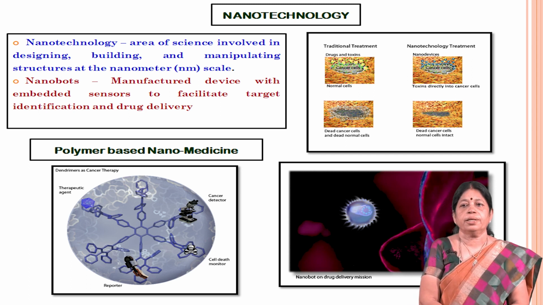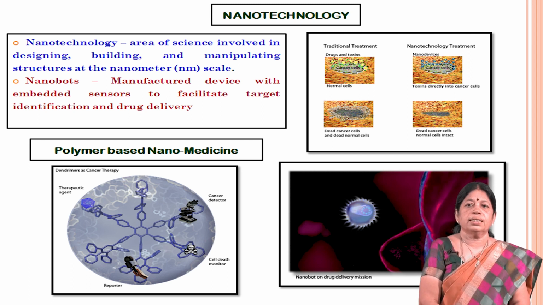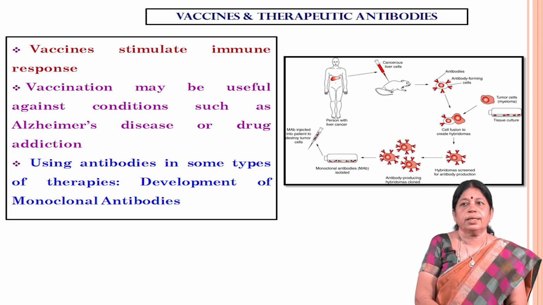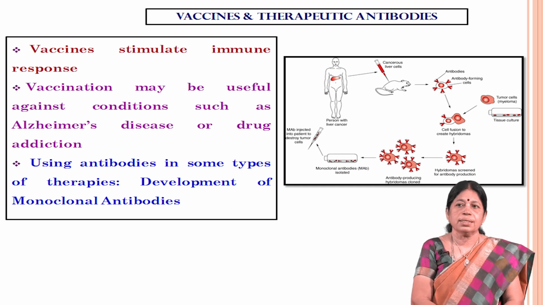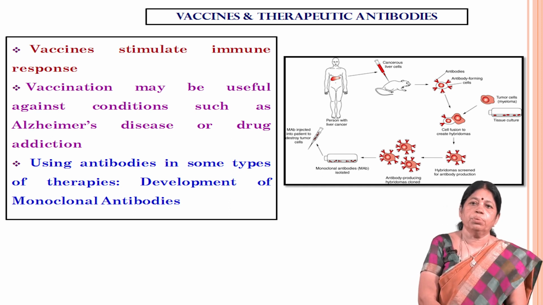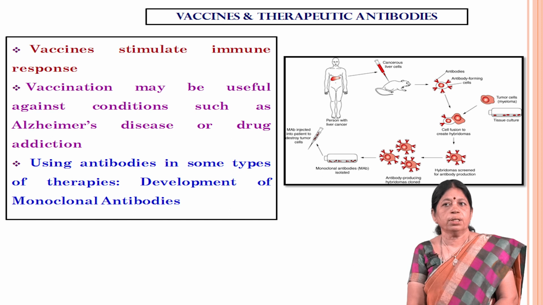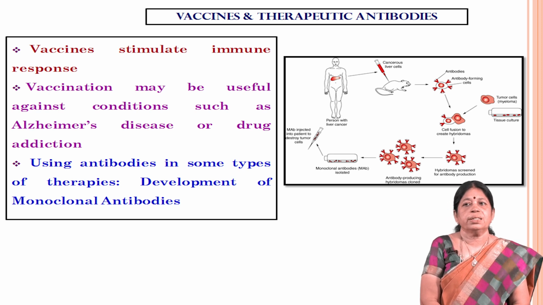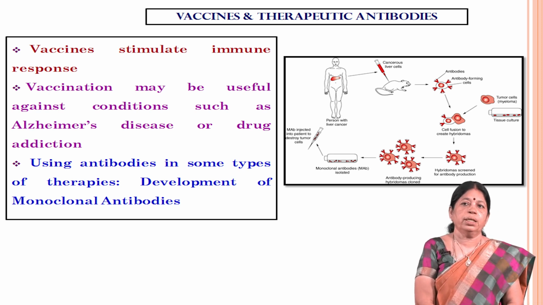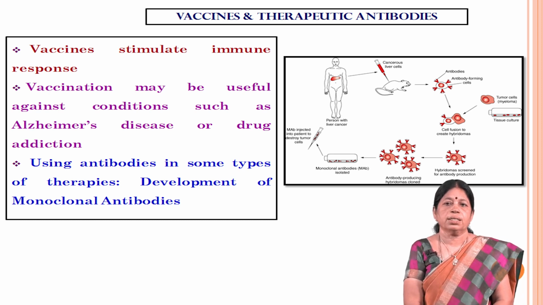Polymer based nanomedicines are used nowadays for various diseases. The production of vaccines and therapeutic antibodies. Antibodies are produced in order to resist the disease, particularly the monoclonal antibodies, and the vaccines which are stimulating the immune response. Whenever our body does not have a proper immune system, all diseases will affect us. So vaccines will stimulate our immune response. Vaccination may be useful against conditions such as Alzheimer's disease or drug addiction.